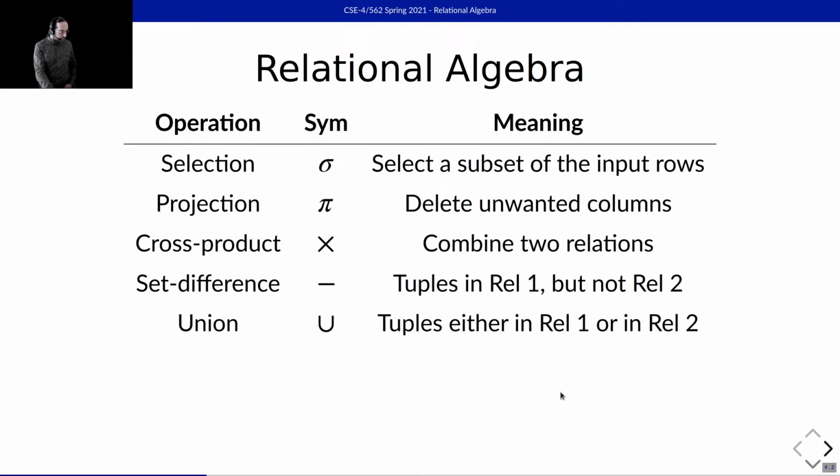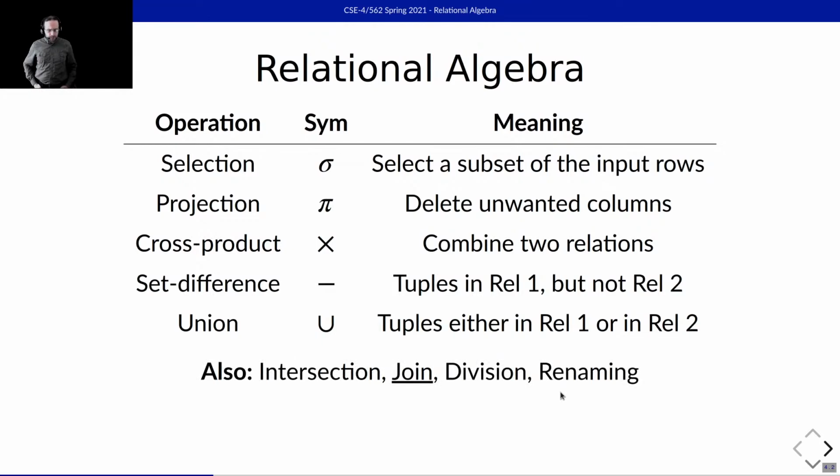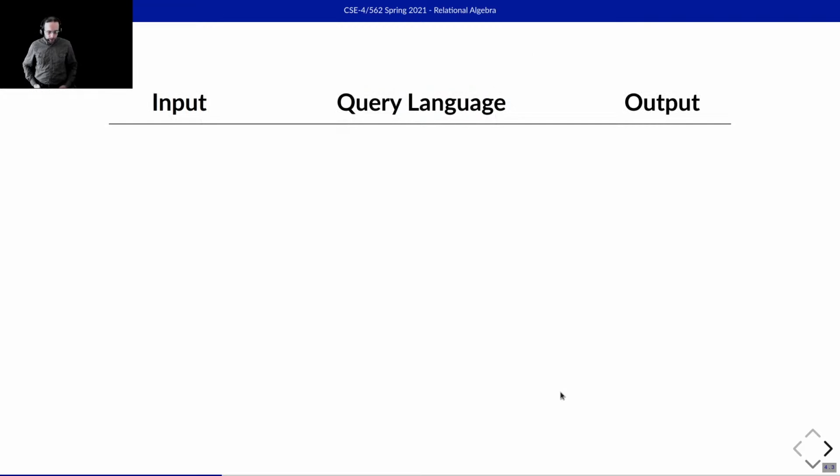In addition to these basic operators, there are also a couple of composite operators: intersection, join, division, renaming, that don't really give you any new expressive power, but that are convenient for one reason or another. And we'll talk about a few of these in just a moment as well. These additional operators are, like I said, not critical, but they can be useful.